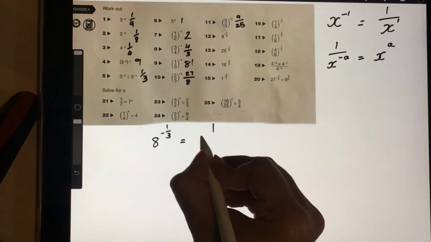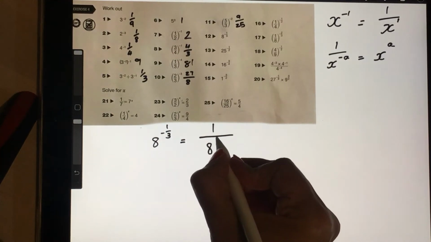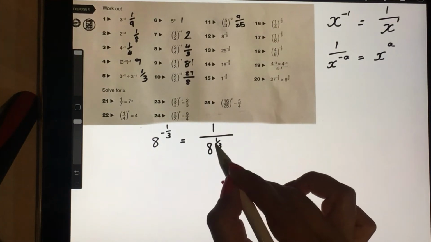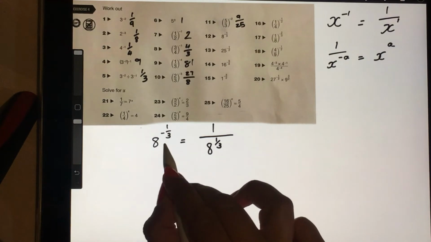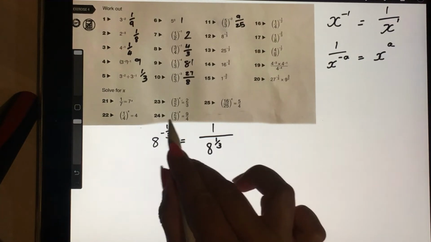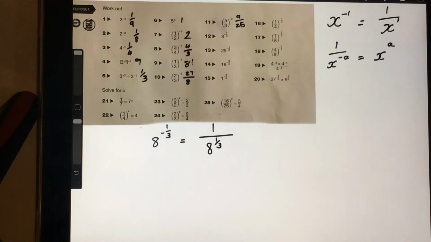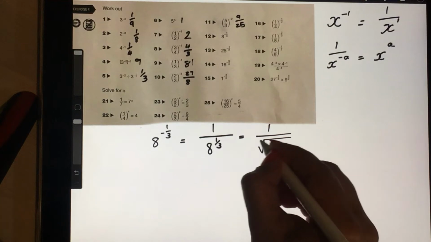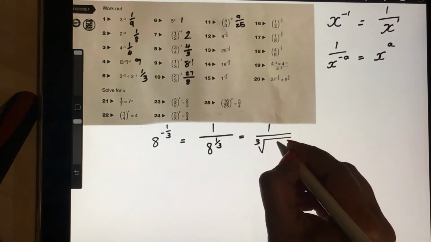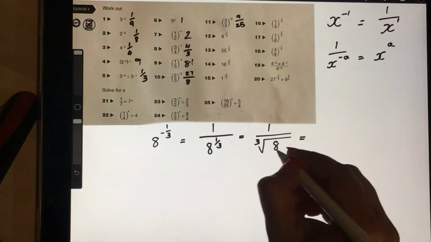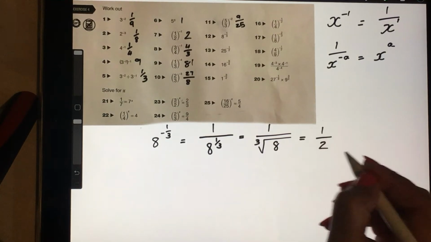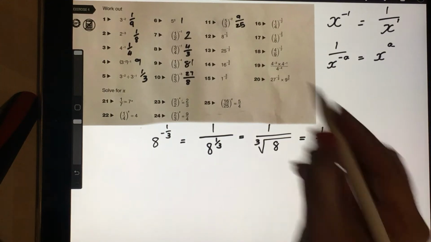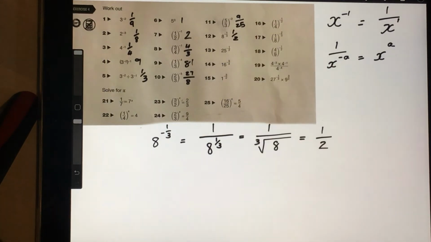This means that we're going to have 1 over 8 to the power of a third. Please do not make the mistake and think that it's just 8 to the power of 3. It's still 8 to the power of a third. We didn't do anything to the fractional indice. We only removed the negative. And now we can remove the fraction by saying that this is now a cube root of 8, and the cube root of 8 is 2. So 8 to the power of minus a third is equal to 1 over 2, or a half.